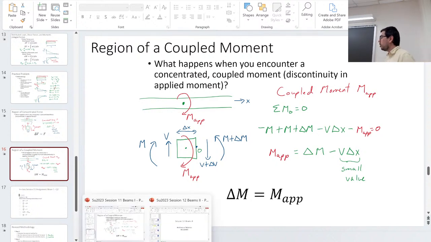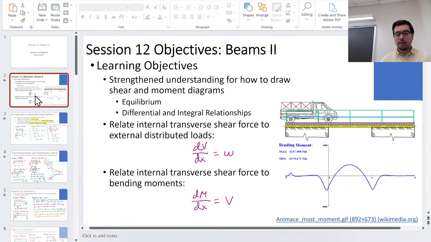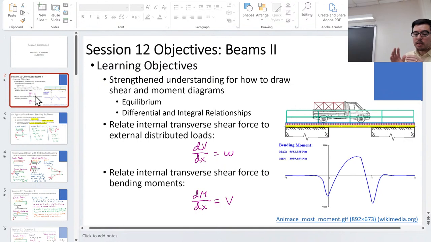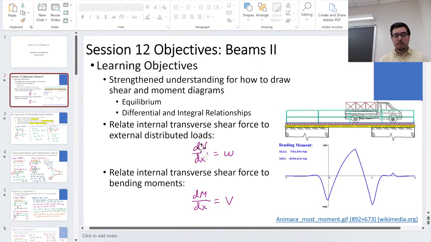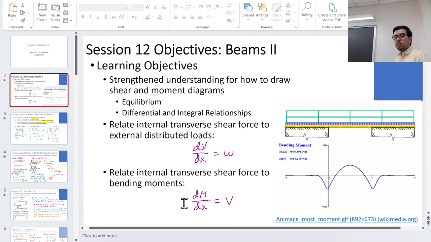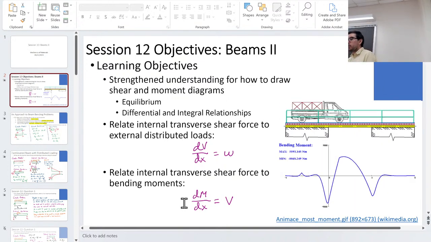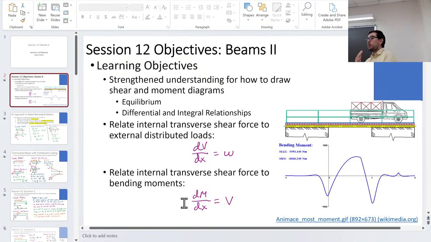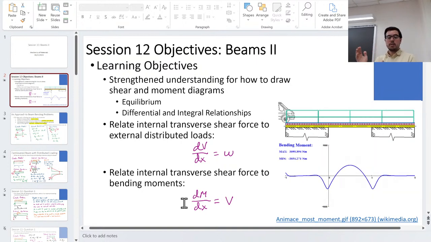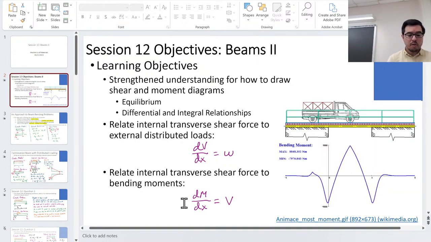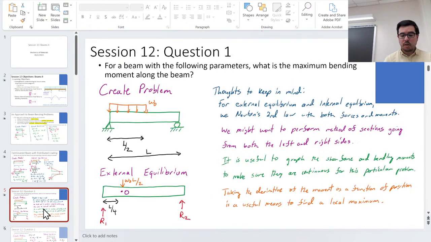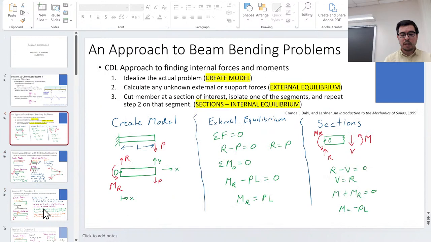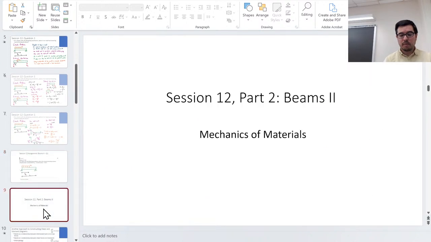This is session 11. The first two questions are just multiple choice, but beams 2, or session 12, gets much more involved, and you'll see that here. In this session, we're going to use these same expressions, but we're going to introduce a new way of doing these graphs. So in session 11, it's like, okay, I remember how I do the graphs, and now what we're going to introduce is essentially an integral method.